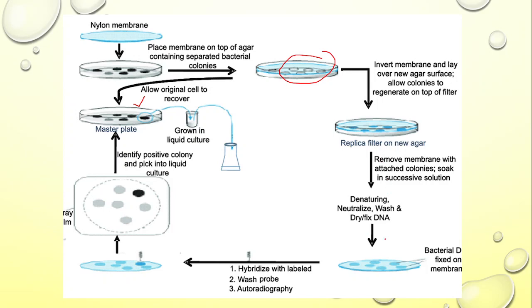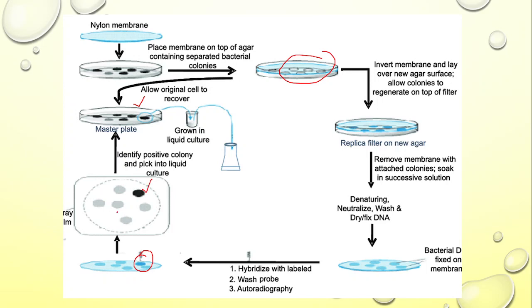You will denature, neutralize and wash. The denaturation is carried out with the help of an alkali. Now what happens is the bacterial DNA is fixed on the membrane. Now you will hybridize it with the labeled probe. It might be an mRNA or a DNA. Now, if at all there is complementarity, as in this case, you can find there is a hybridization occurring, which can be detected by autoradiography.